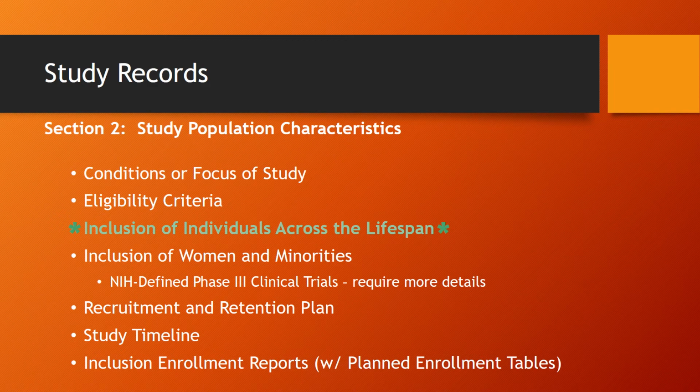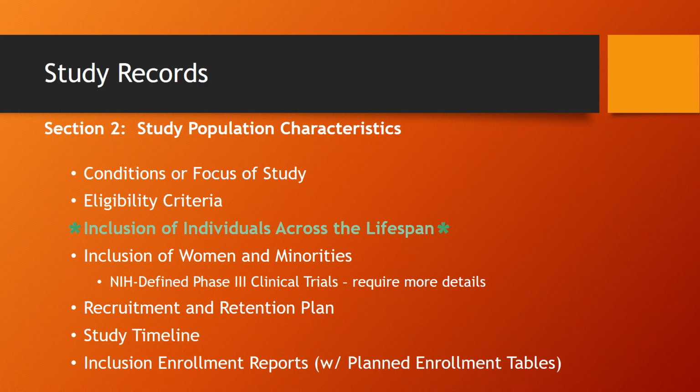There's a form called Inclusion of Women and Minorities, which has not changed from previous years. Although I will note that if you're doing an NIH phase 3 clinical trial, you are asked to provide a lot more detail here on things like, for example, how you are going to randomize so that you don't have disparate groupings based on sex or ethnicity or race.